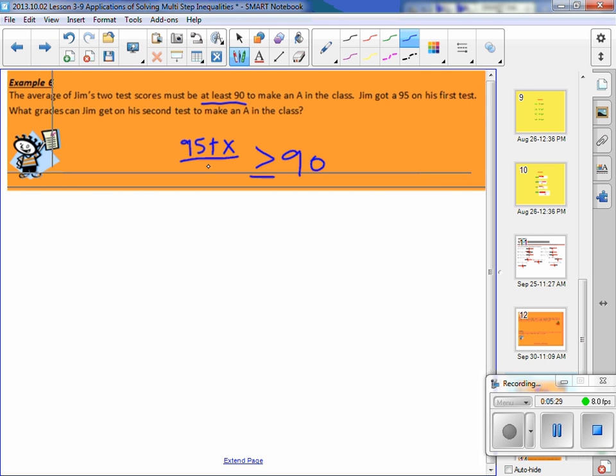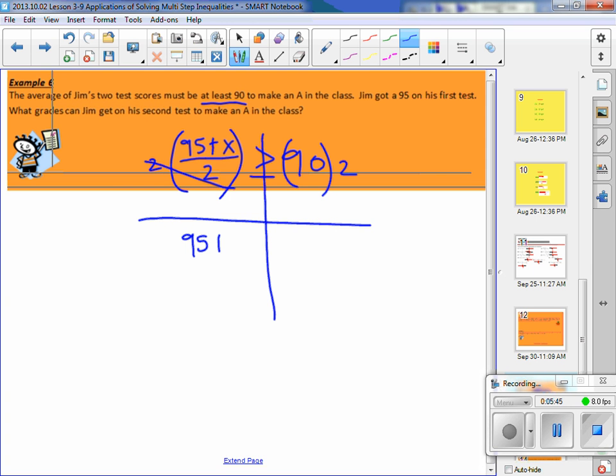And then because we have to find the average, divide by 2, right? So to solve, multiply by 2. So I would get 95 plus x is greater than or equal to 180. So then I'd subtract 95. And I would get x is greater than or equal to 85.